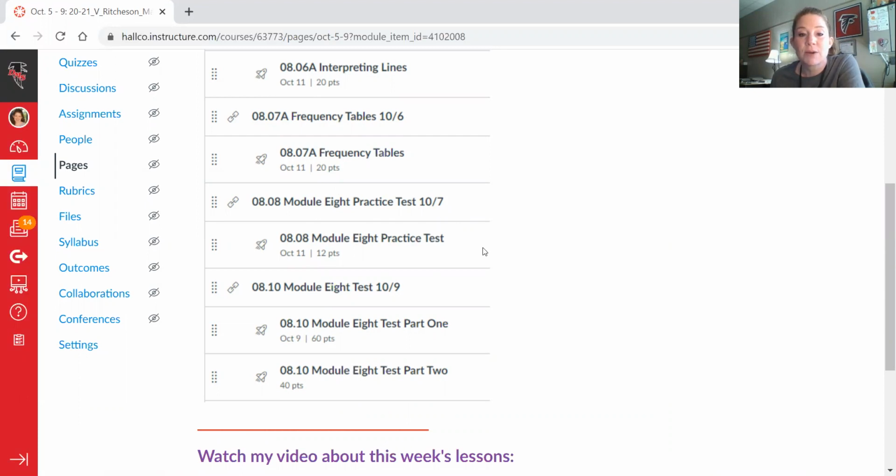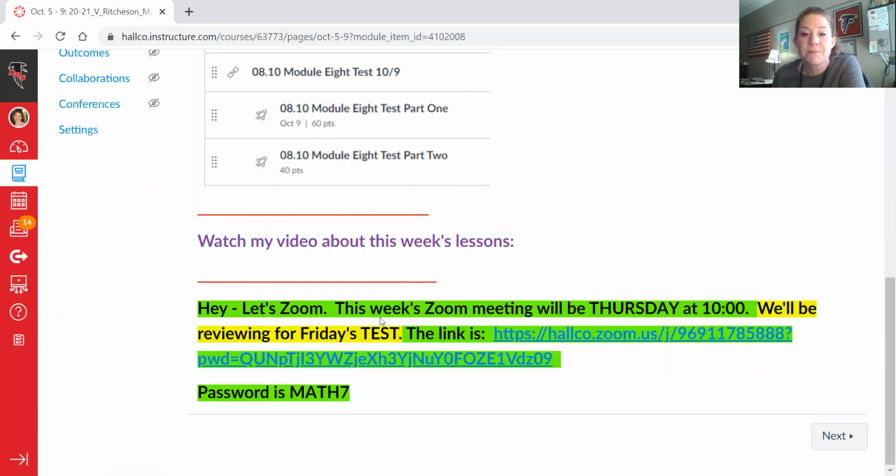The reason that the 8th is not listed here is because we're going to be zooming on the 8th as a test review. So if you look at the bottom of the screen, it says, let's zoom on Thursday, which is the 8th.